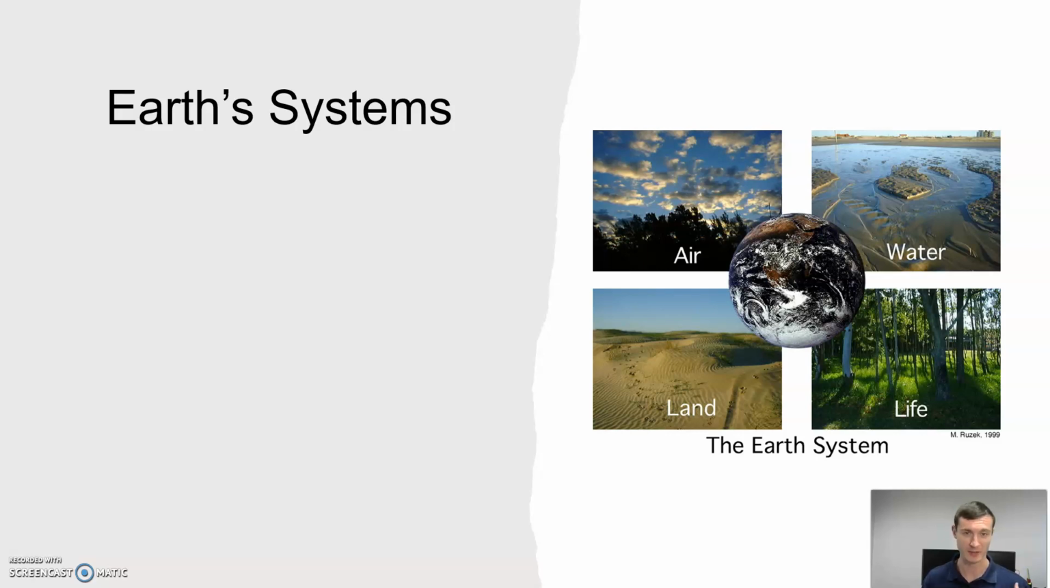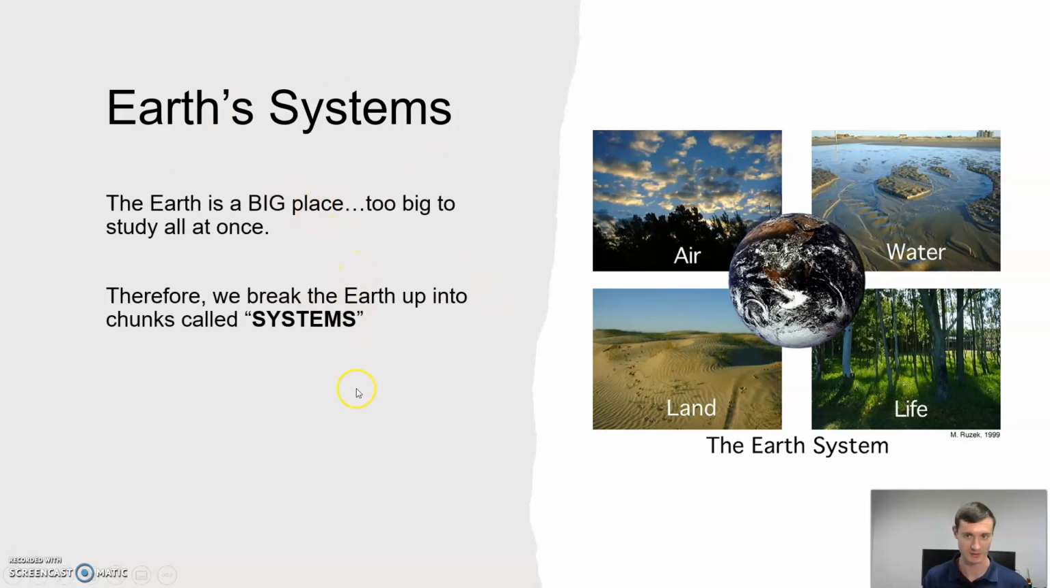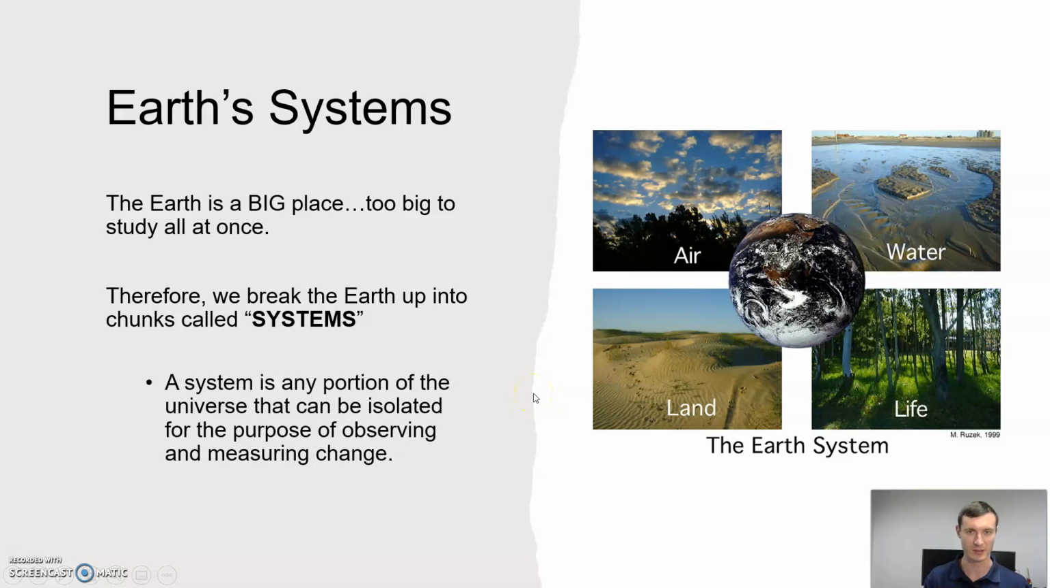So from a problem-solving perspective, if you have a problem that's too complicated to solve, what do you do? You break it down into simpler problems. Right? For the Earth, we break it down into systems: air, water, land, life, that make up the entire Earth. And then study these individually because they might be complicated still, but they're not nearly as complicated as the entire thing interacting with each other. We break them into these systems. These are portions of the universe, or the Earth, which we can isolate for the purpose of observing some sort of meaningful change in the system.